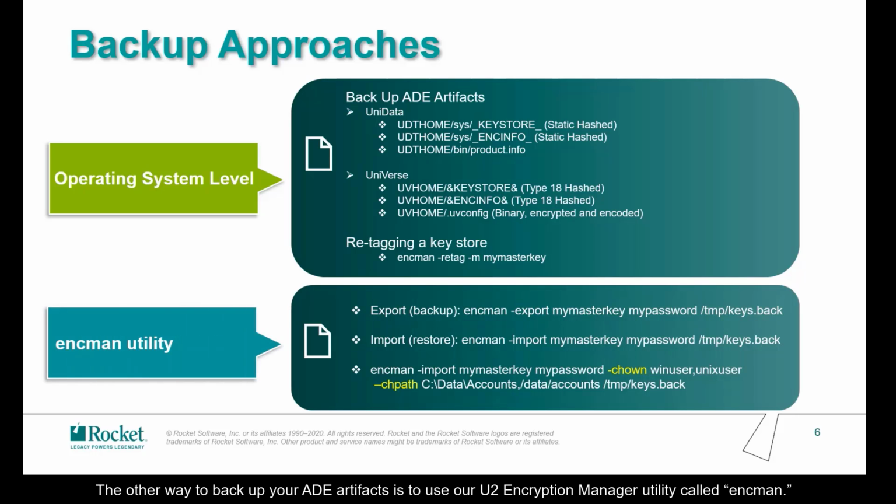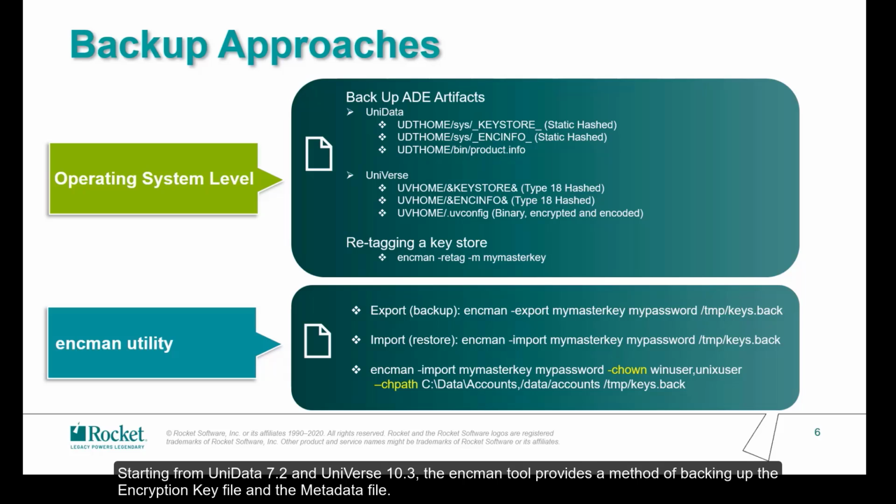The other way to back up your ADE artifacts is to use our U2 Encryption Manager utility called eCommand. Starting from UniData 7.2 and UniVerse 10.3, the eCommand tool provides a method of backing up the encryption key file and the metadata file. To ensure the security of the encrypted files by design, eCommand doesn't back up the master key, so you need to perform a backup of the master key file separately.